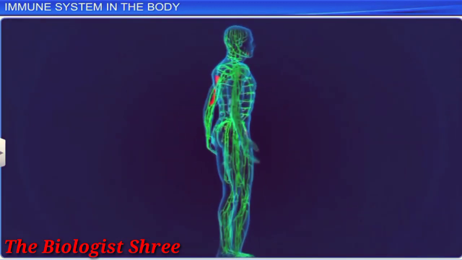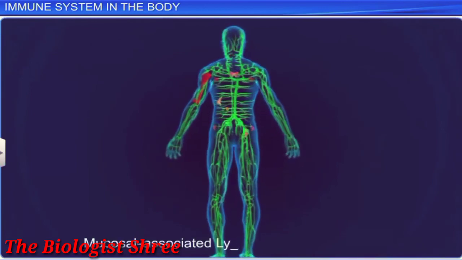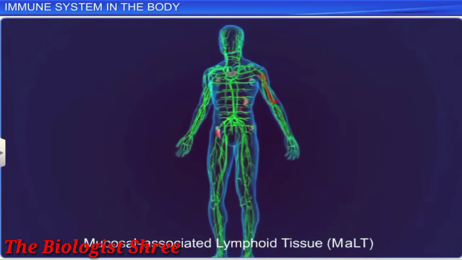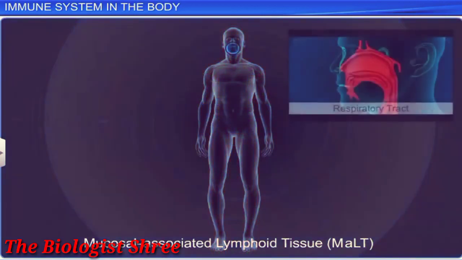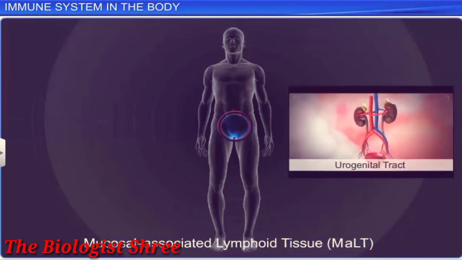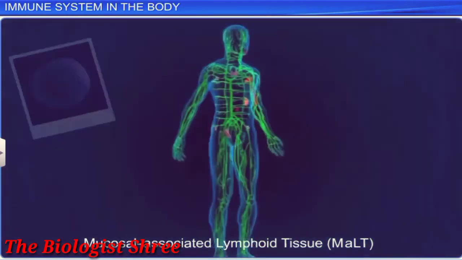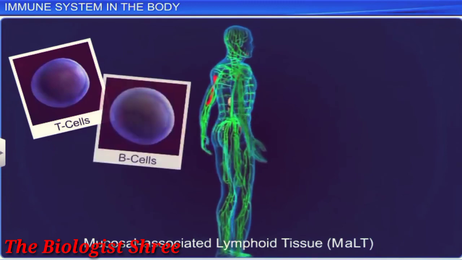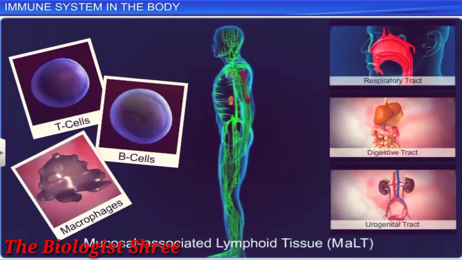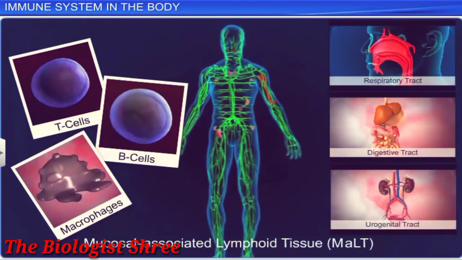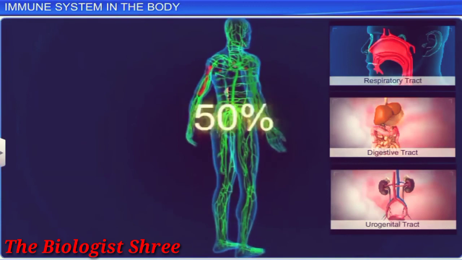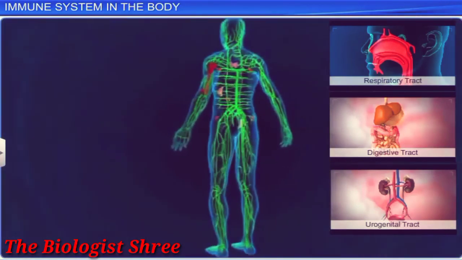Another lymphoid tissue called mucosal-associated lymphoid tissue, or MALT, is located inside the epithelial lining of major tracts like the respiratory, digestive, and urogenital tracts. The T cells, B cells, and macrophages present in MALT help regulate mucosal immunity. MALT constitutes about 50% of lymphoid tissue inside the body.